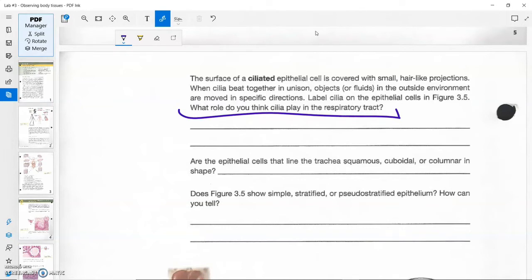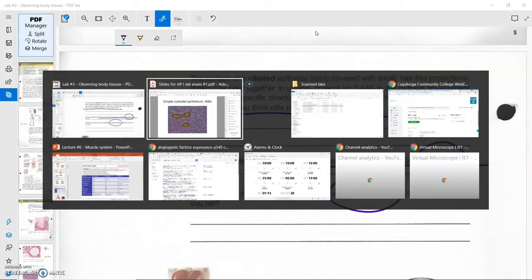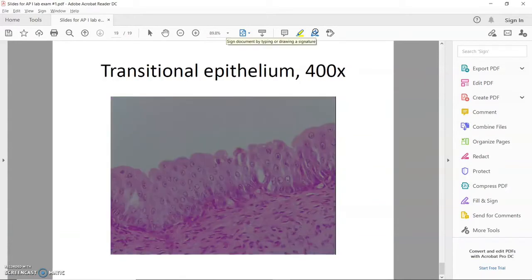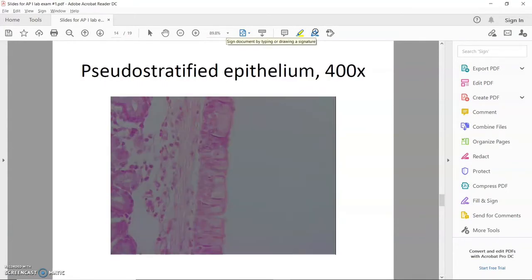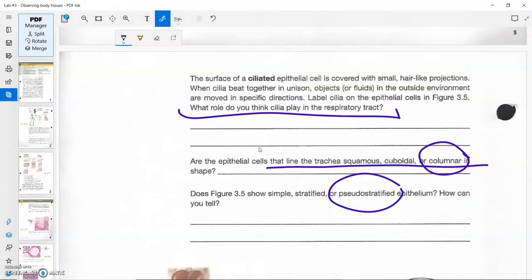So epithelial cells in that photograph are columnar, and the epithelium is pseudostratified because there's only one layer of cells, but you can see them as having two layers. Let me see if I can find pseudostratified. Yes, pseudostratified here. So you can see two pseudo layers, and here are the cilia on the surface. That's the actual pseudostratified epithelium of trachea, photograph taken at 400x magnification.